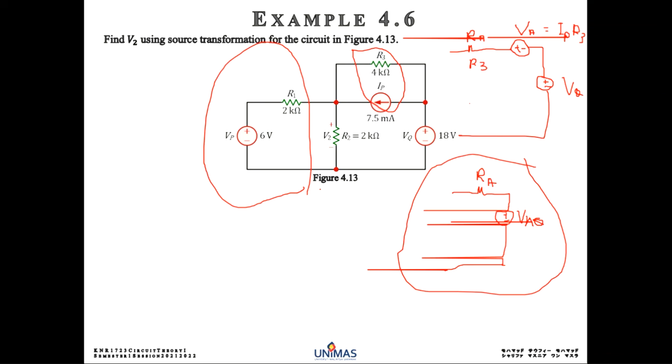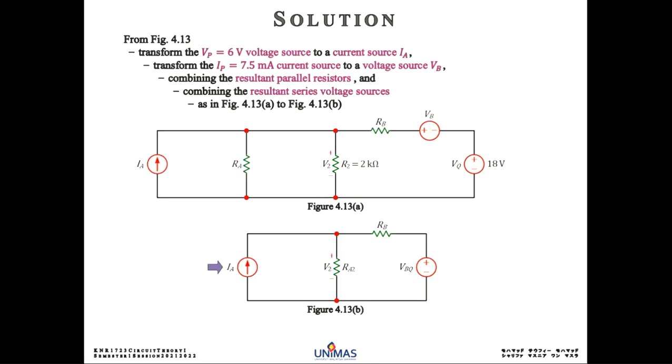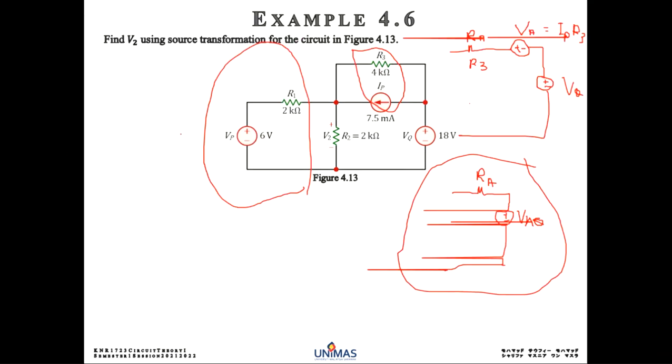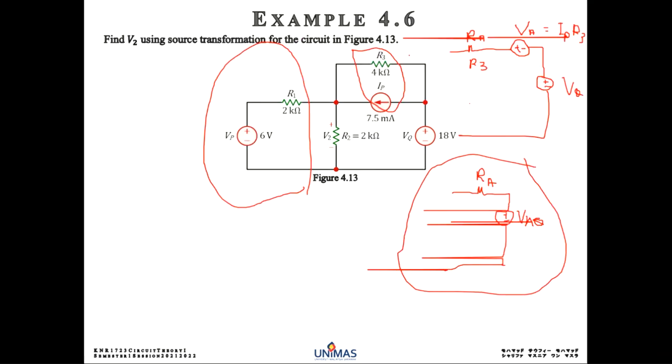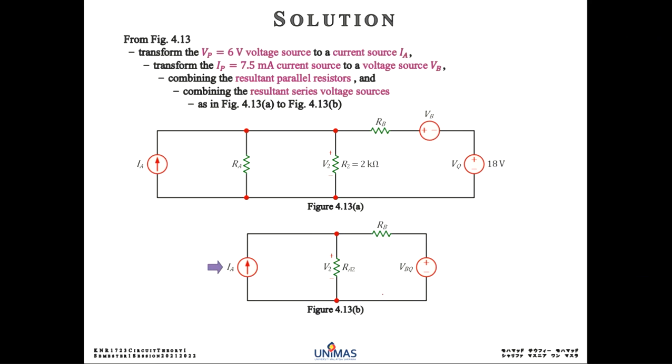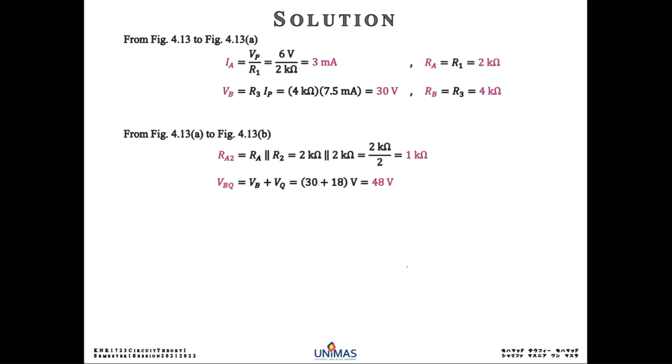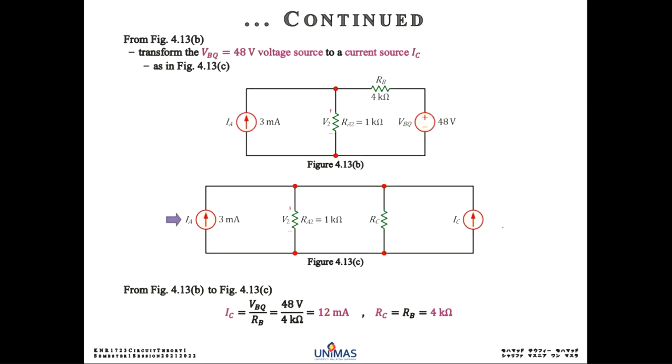In this case, you transform, as I said earlier, VB, we call it B because we transform the first part, the left part, the voltage source VP with R1, and you get the IA, RA. Then you transform the current source of R3, IP, which is basically what I've explained, only that the acronyms used are different. So you have RB, VB, so you combine together RB, VB. Once you have that, you transform the RB and VB into RC and IC.